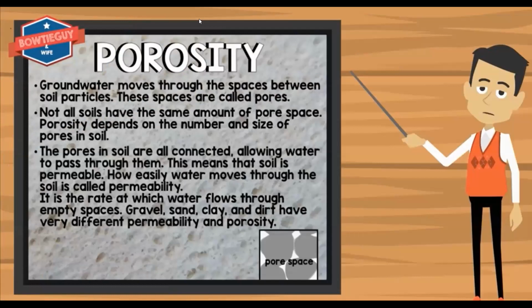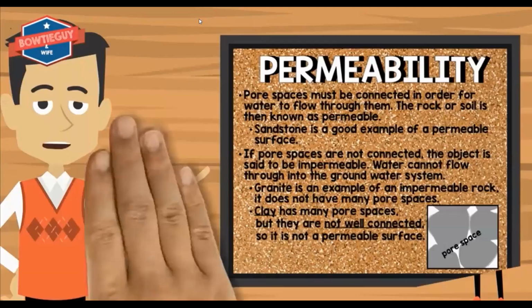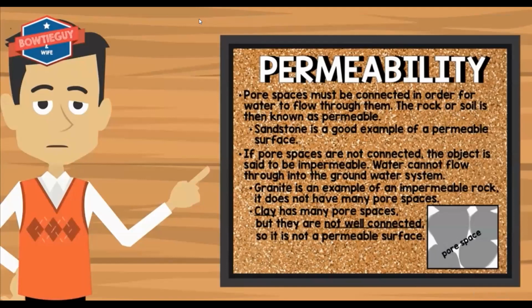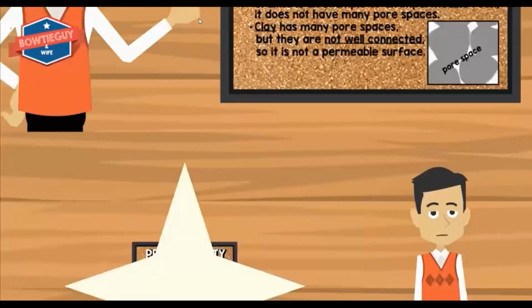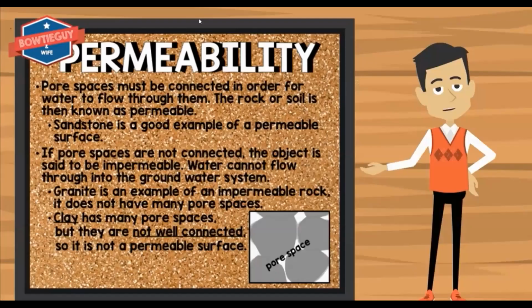Gravel, sand, clay, and dirt have very different permeability and porosity. Let's dive in deep within permeability. Pore spaces must be connected in order for water to flow throughout them. The rock or soil is then known as permeable. Sandstone is a great example of a permeable surface.